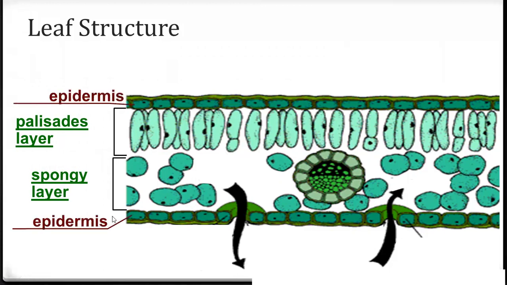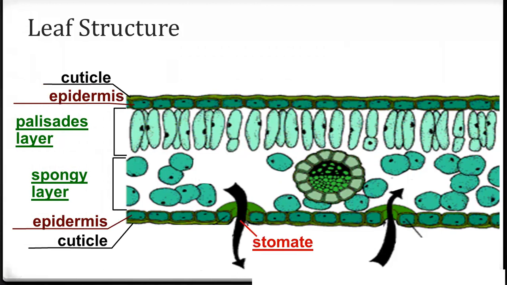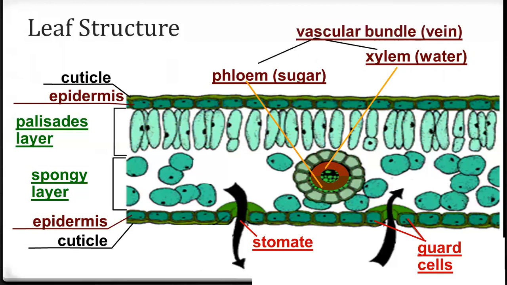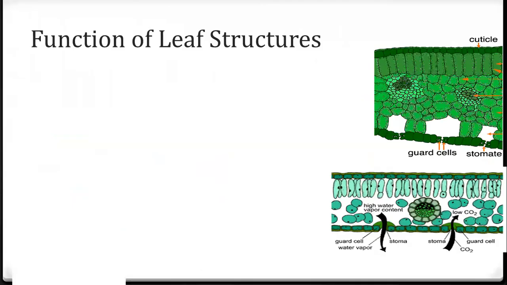So you have an upper epidermis and a lower epidermis. You have the cuticle, which is a waxy coating, the stomate, guard cells, xylem, and phloem. So xylem, remember, transports water. Phloem transports food or sugars. And those make up the vascular bundle or the vein. So it's like the circulatory system.